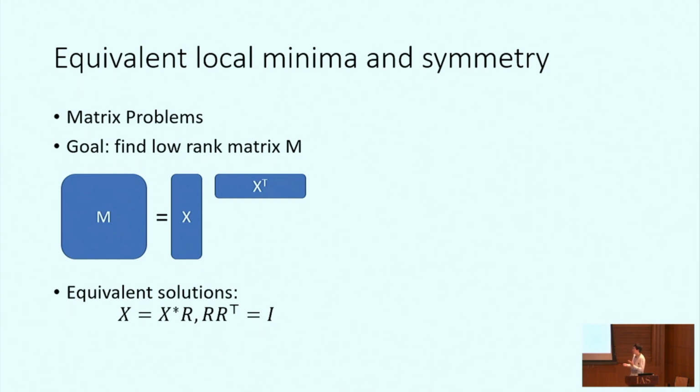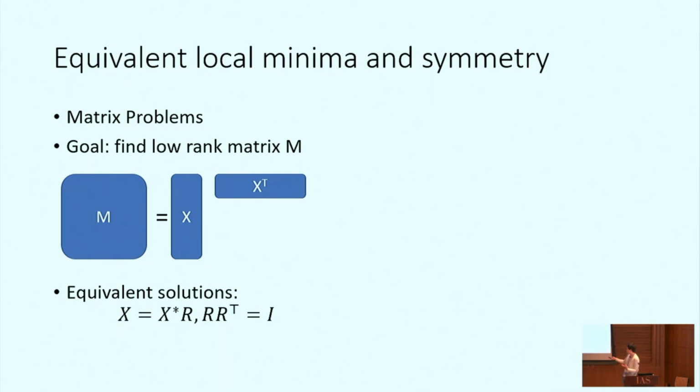There's one class of problems which I will call matrix problems. These are problems where usually you want to just find a low-rank matrix M. The way you can do that is, if I know M is low rank, I can write M as the product of two smaller matrices.